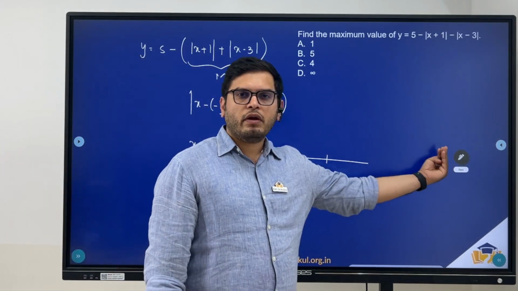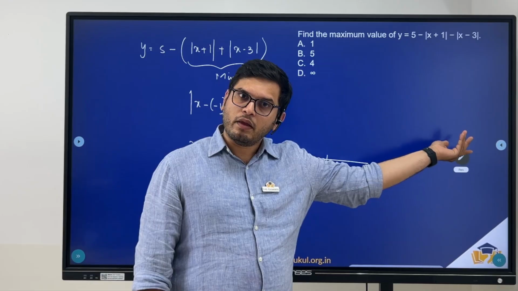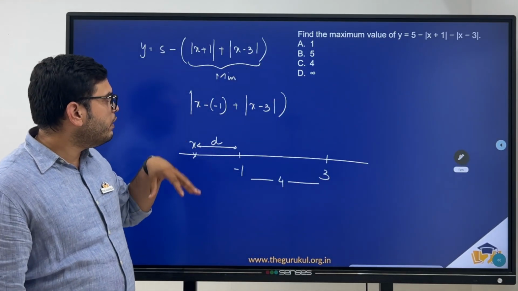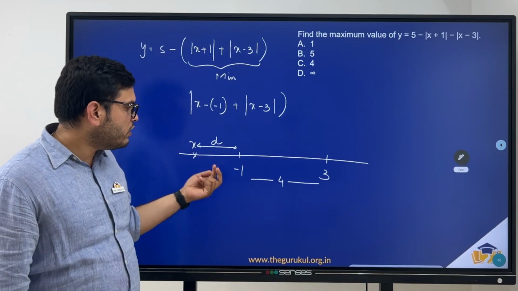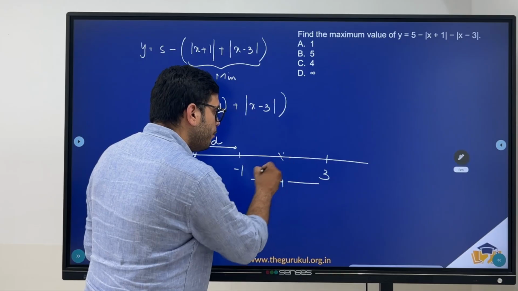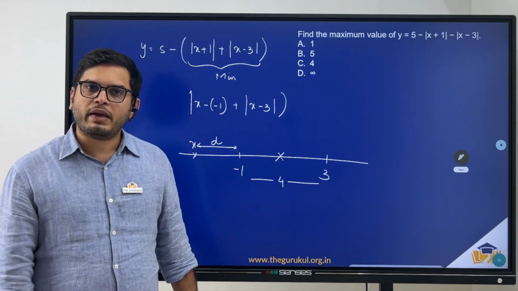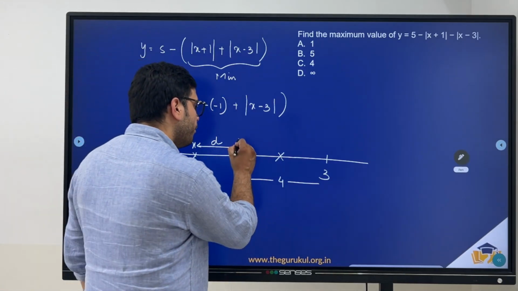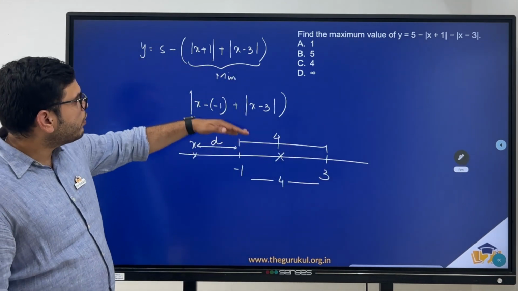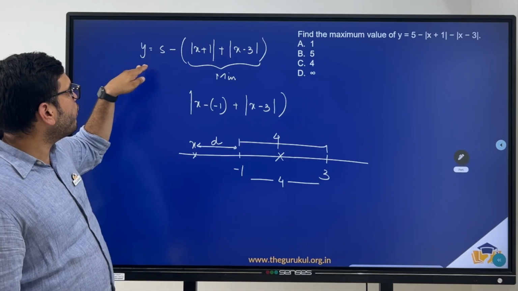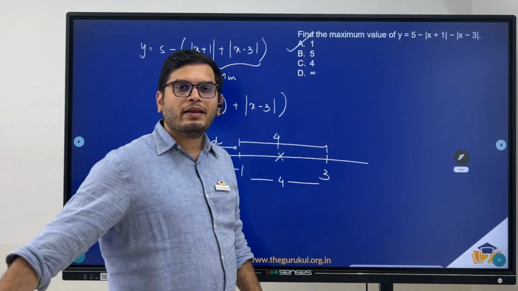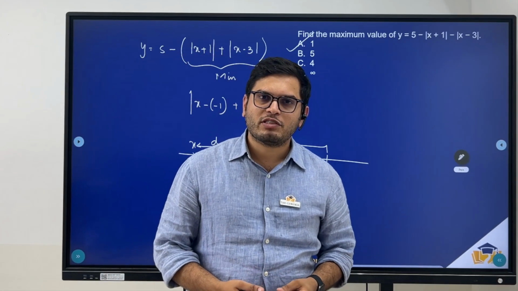Similarly, if I consider the value of x more than 3, then that would be more than 4, right? Now to have the minimum value for the sum of the distances between x and these two, x has to be between these 2 points, minus 1 and 3, and the minimum value is 4, right? So the minimum value of this expression is 4, so y is equal to 5 minus 4, the maximum value is 1, hence option A should be the answer to this question.